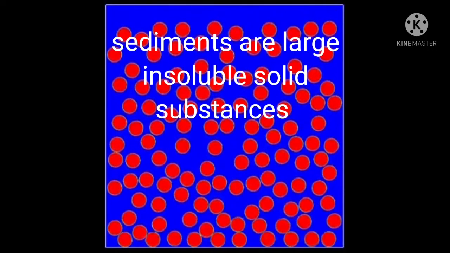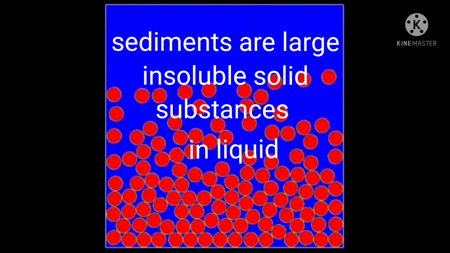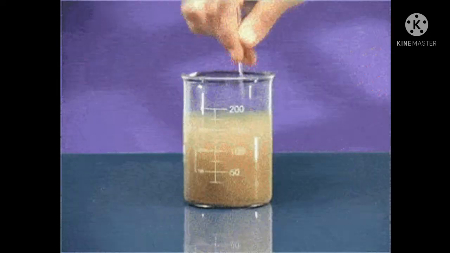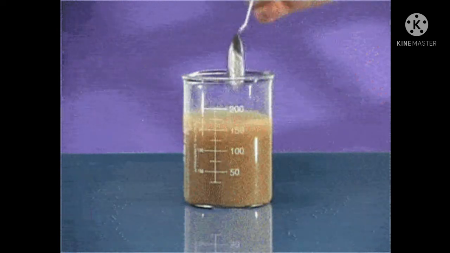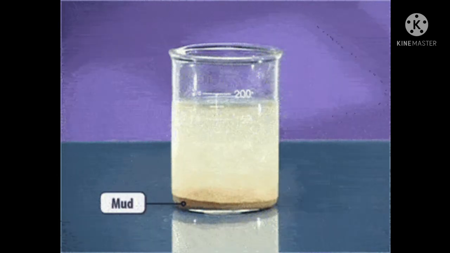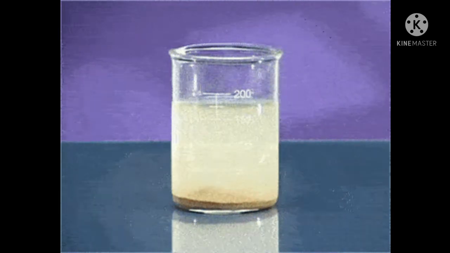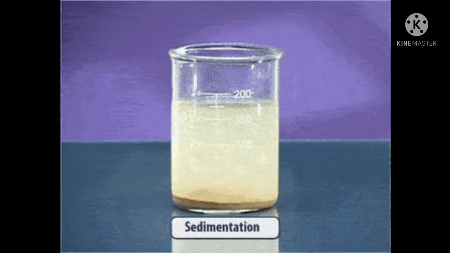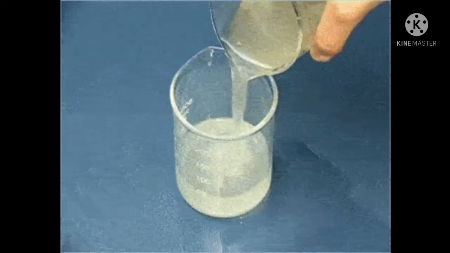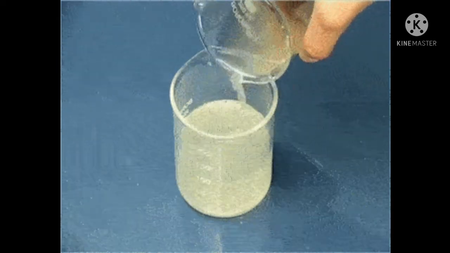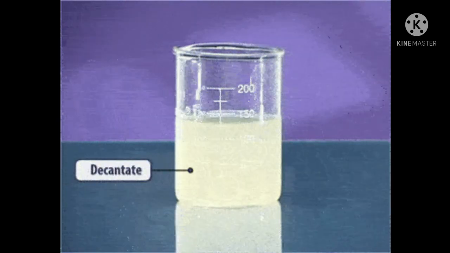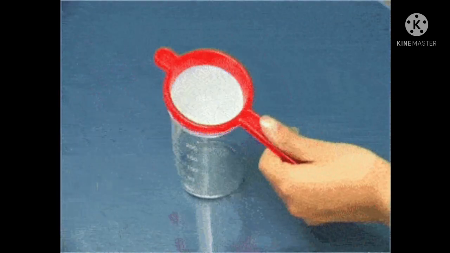Sediments are the heavier and large insoluble solid substances that settle down in a liquid. Let's see how sedimentation is done. If we mix mud in water and stir it, we can see that the mud settles down. This is known as sedimentation. Now, after some time, without disturbing the liquid, when we pour this liquid into another beaker, we get clear water. This is known as decantation, and the liquid that we get is called the decant.